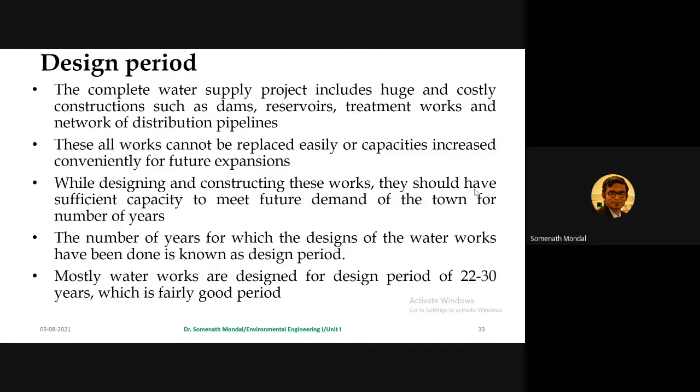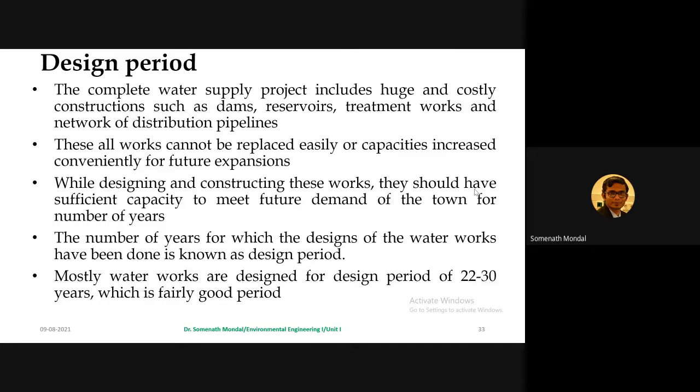So the complete water supply project includes huge and costly constructions. If you start from the resources, it may consist of dams, reservoirs, treatment works, as well as the network of distribution pipelines. So they are expensive. That is why these works cannot be replaced easily, or increased in capacity whenever and wherever we want. So in future, convenient expansion is really impossible.